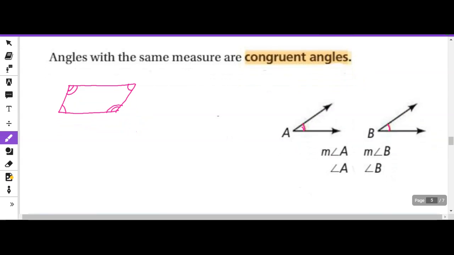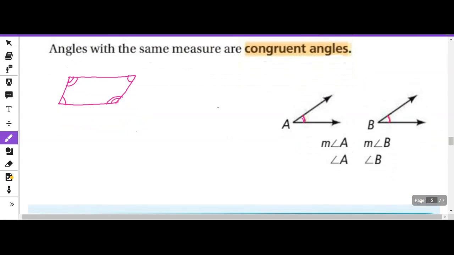And it's the same thing with the notation. When we talk about numbers, the measure of angle A is equal to the measure of angle B, and angle A is congruent to angle B. Remember, when we're talking about the shape, we use congruent, and when we're talking about numbers, we use equal.